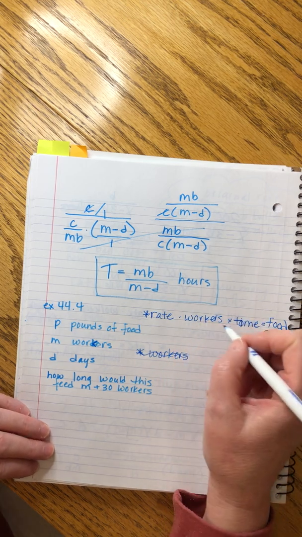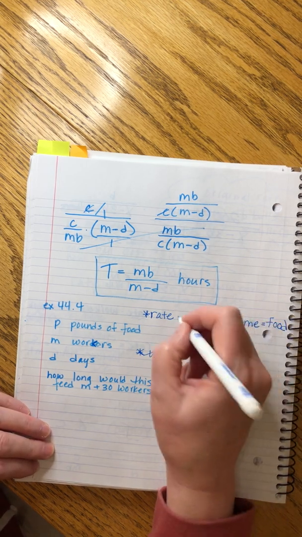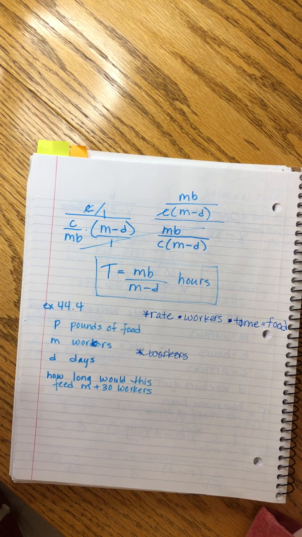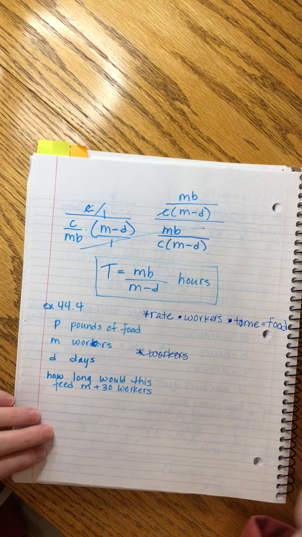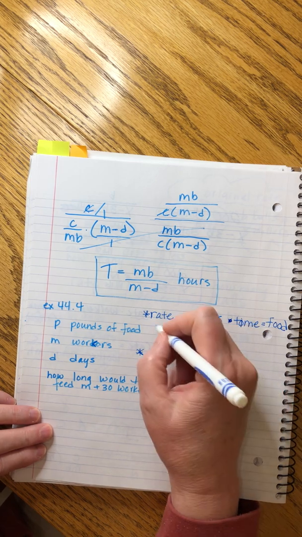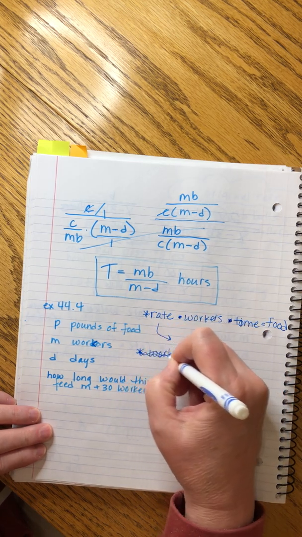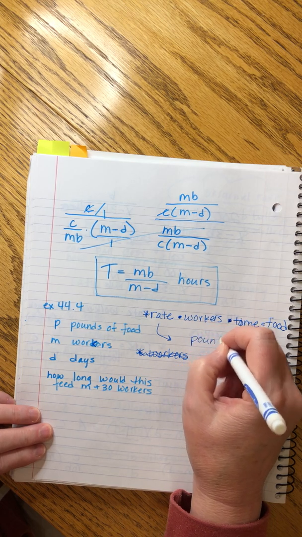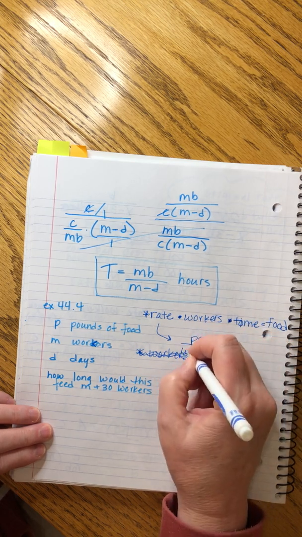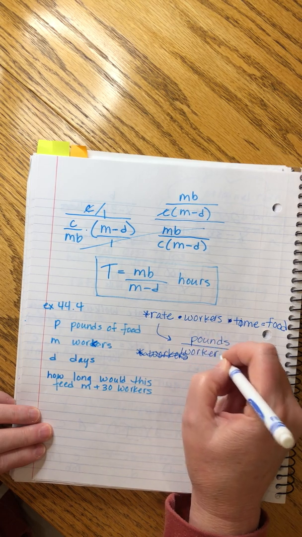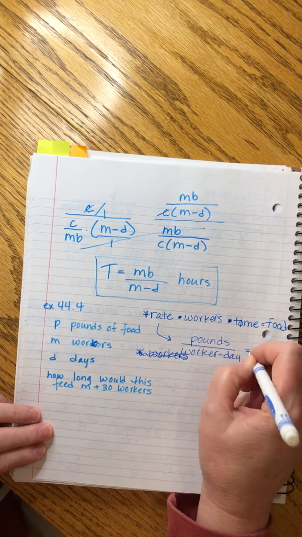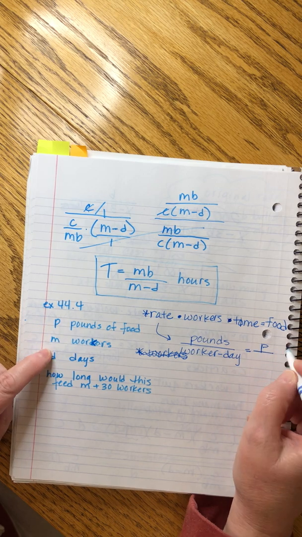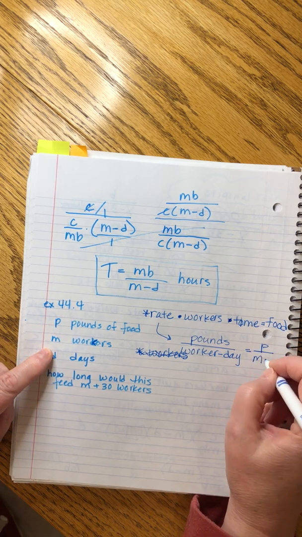And look what I did. I made one with an X and one with a dot. I want them both to be dots. All right, so the rate is going to be the pounds of food per worker day. So that's what we have to straighten out first. The rate is going to be pounds per worker day, and that will be P over M times D.